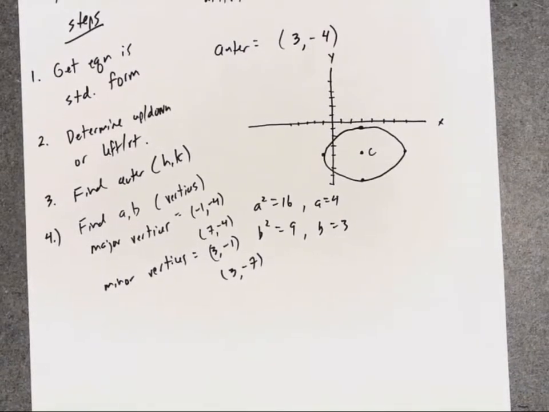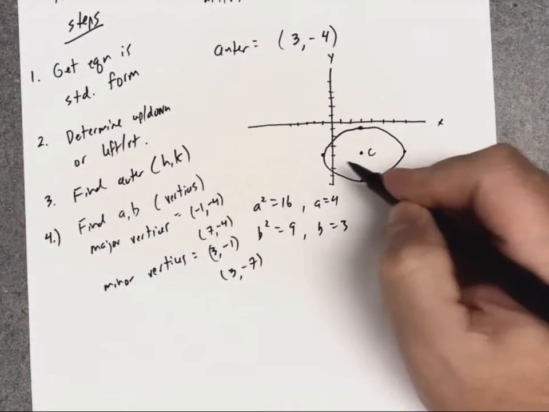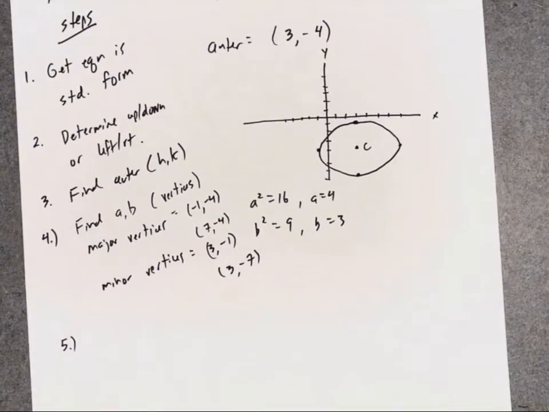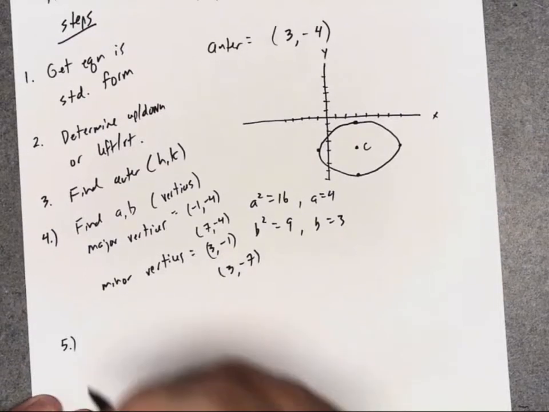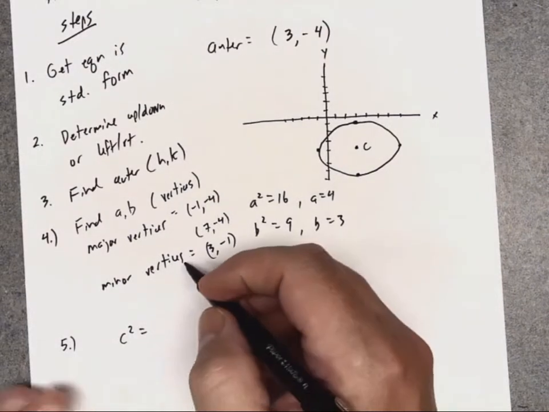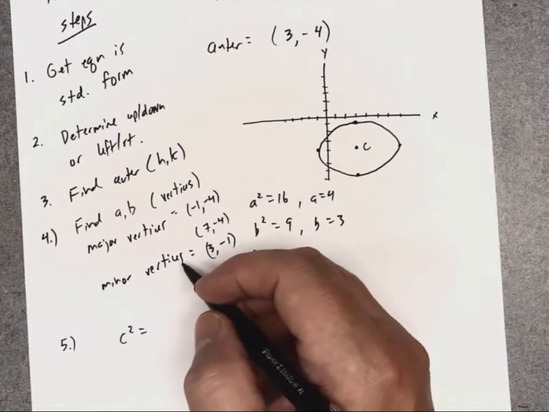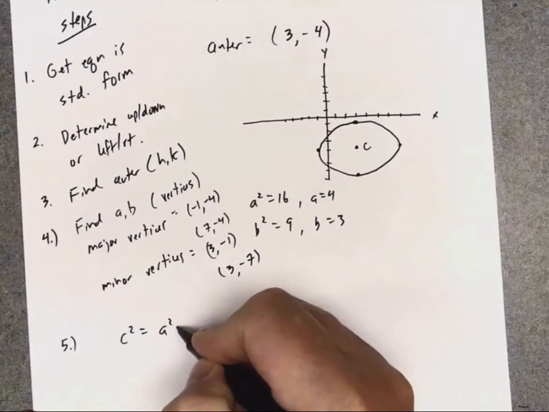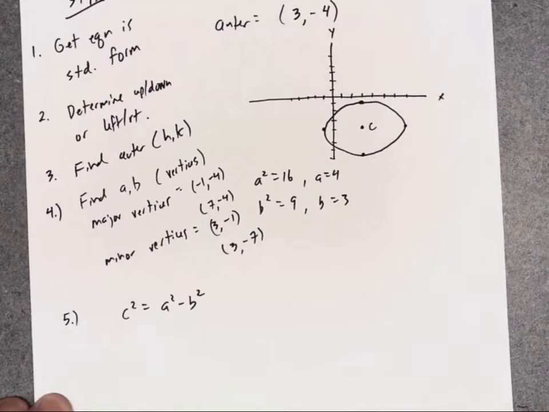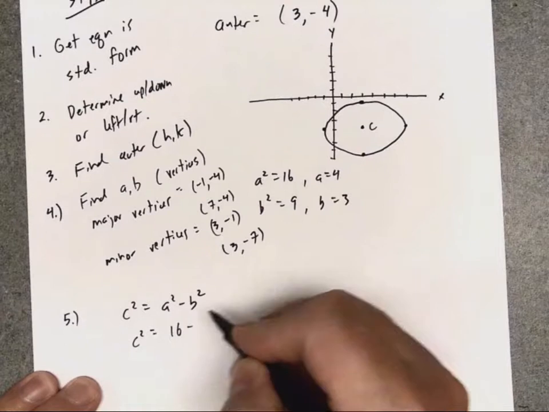And now the only thing left is those foci, which are going to be on the major axis in between the vertices. Now for an ellipse, I don't think I've given you this. There's an equation: c squared equals a squared minus b squared. That's the equation, because this c is going to determine what your foci are. So for us, a squared is 16, b squared is 9.